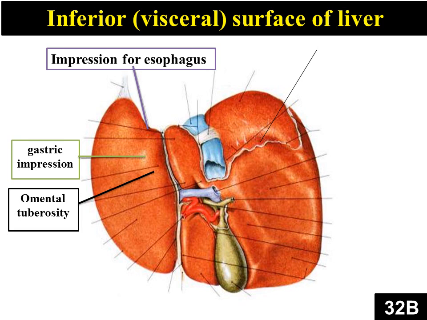Now through the porta hepatis we have the portal vein, hepatic artery proper and hepatic plexus of nerve enter the liver. هذول يدخلون. هسه من يطلعون: right and left hepatic duct and some lymph vessel leave the liver.